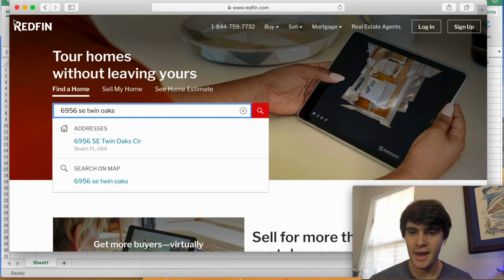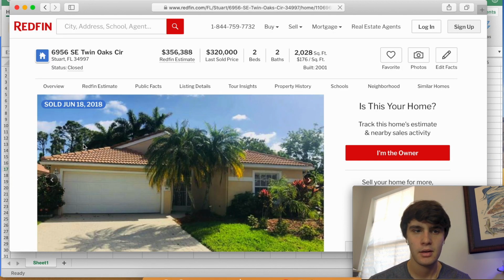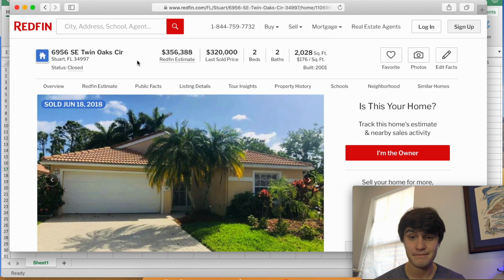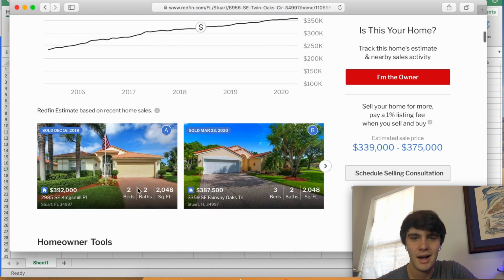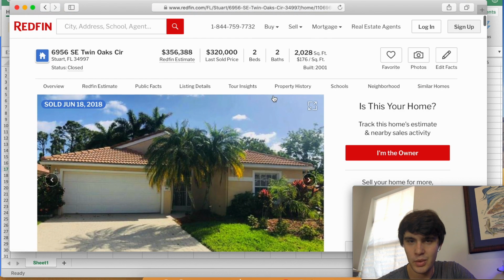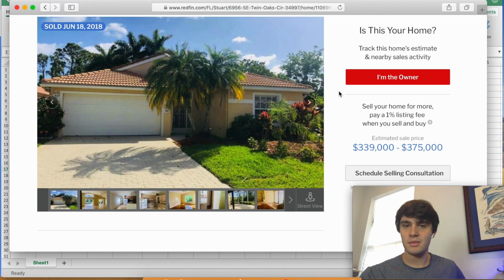So let's pull the ARV for a deal we did. Here's one in Stuart, Florida. This was a nice little deal that we had. This home was built in 2001. It was 2 bedrooms, 2 baths. It really should be a 3-bedroom. I don't know why a 2,000 square foot house is 2 bedrooms, but beyond me, whatever. So let's calculate the ARV on this one. I'm not going to show you the pictures of it because we need to know the ARV.